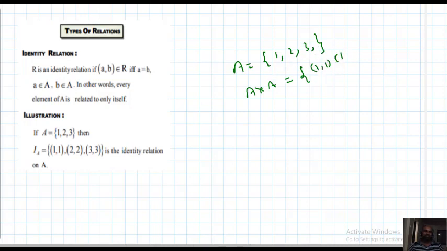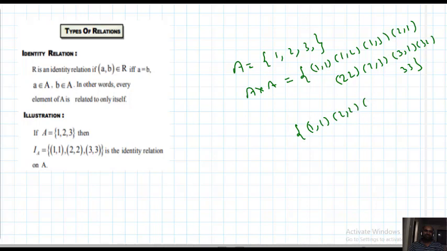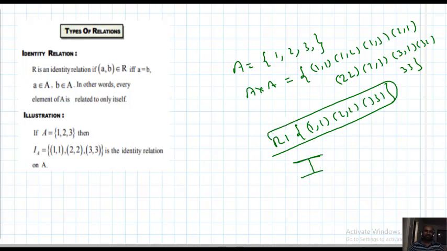(1,1), (1,2), (1,3), (2,1), (2,2), (2,3), (3,1), (3,2), (3,3). So among these, if you take a relation that is in this way, such a relation is called identity relation. Identity relations are denoted by I. They will write I suffix A means identity relation on set A, I suffix B means identity relation on set B.